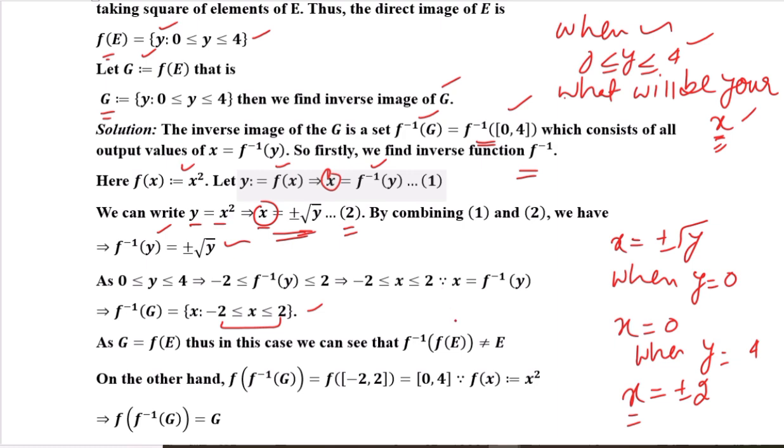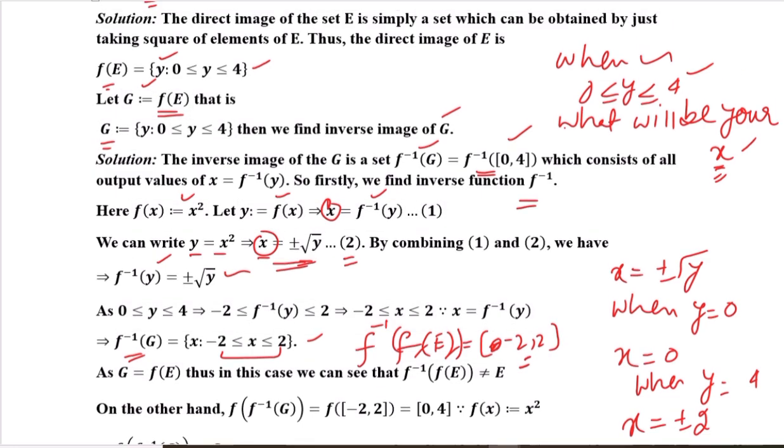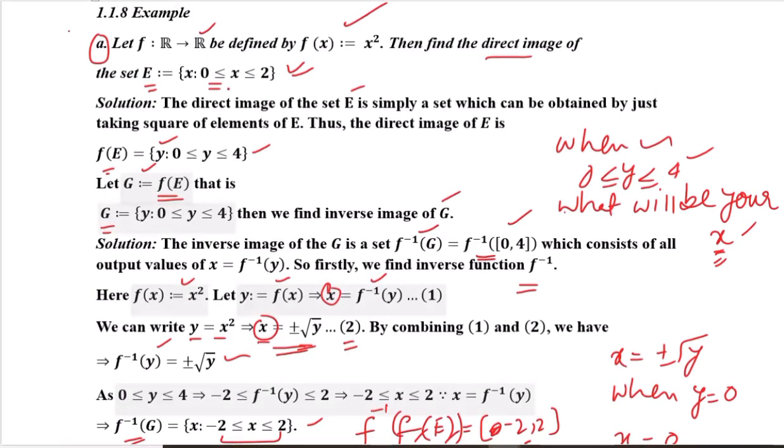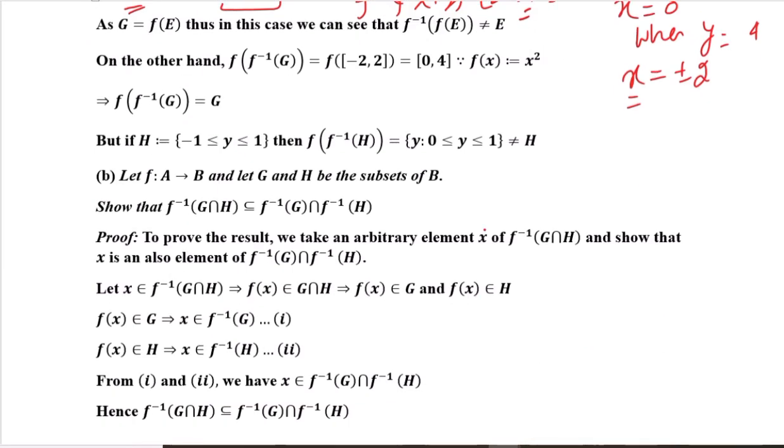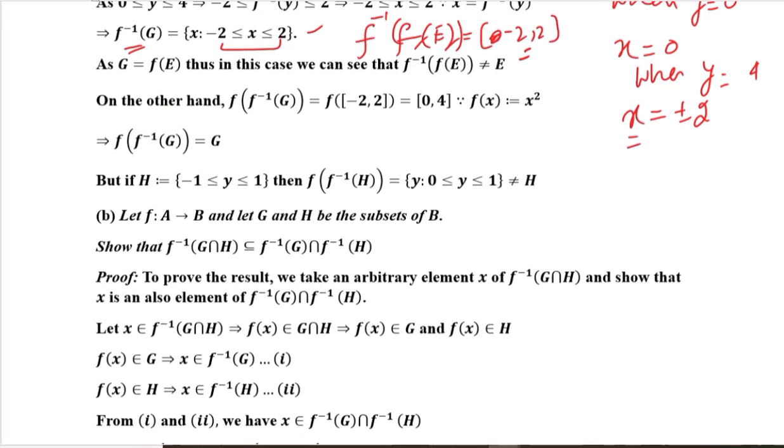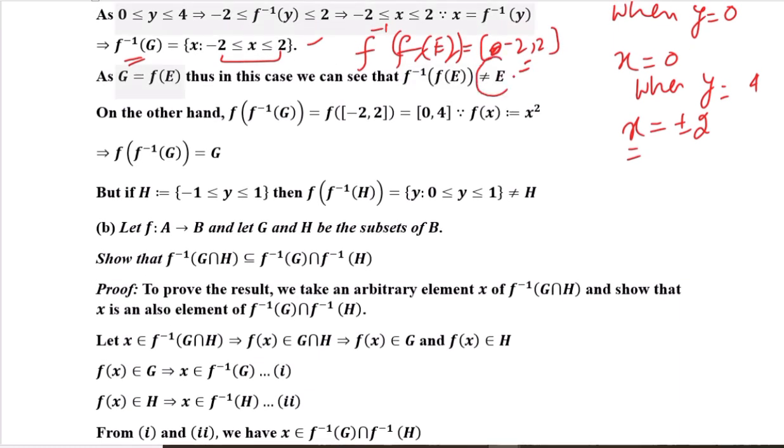Further, you can see here f inverse f of E is not equal to E. How? This is the inverse image, that is f inverse G. What is G? G is the set f of E. So it means your f inverse f of E is equal to the closed interval minus 2 to plus 2. What is your set E? Your set E is the closed interval 0 to 2. This is not equal to E.